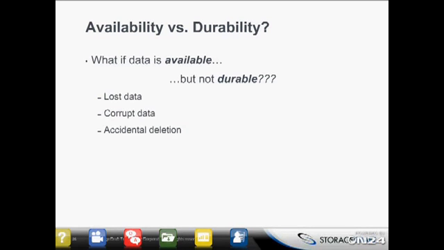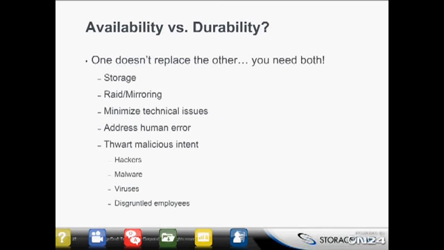It could be any number of issues, but as you can see, if the data is available but not durable, we're still not in a situation that's profitable for the business. We simply cannot have one without the other. You need to have both. And that's why we look at this in terms of an overall comprehensive solution, either for your business or for your customers' businesses, in terms of building out properly organized virtual structures, storage, RAID, mirroring.